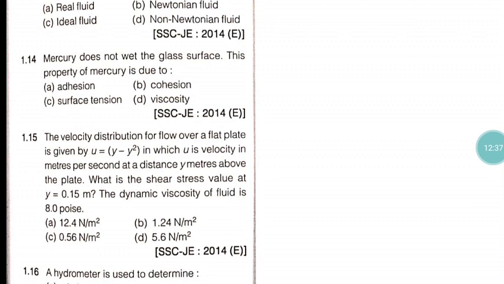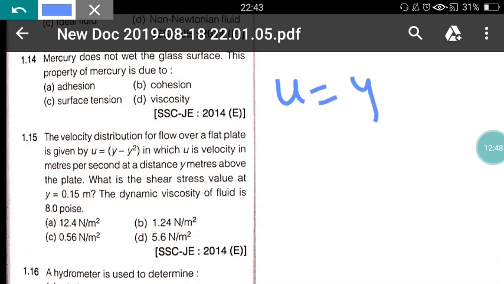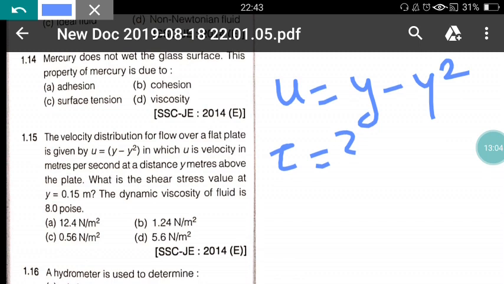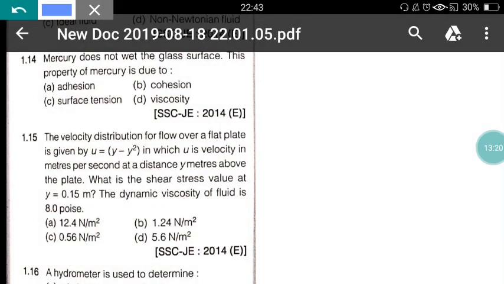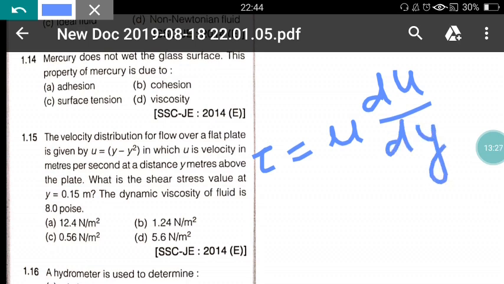Question number 15. Here it is given as the velocity distribution for the flow over a flat plate: u is equal to y minus y square, where u is the velocity and y is the distance in meters above the plate. What is the shear stress value? They are asking for the shear stress, tau, at y equal to 0.15 meter. The dynamic viscosity of the fluid is given as 0.8 poise, in CGS unit. What is the formula to find the shear stress? Shear stress tau is equal to mu du upon dy. We can easily find the value of tau.